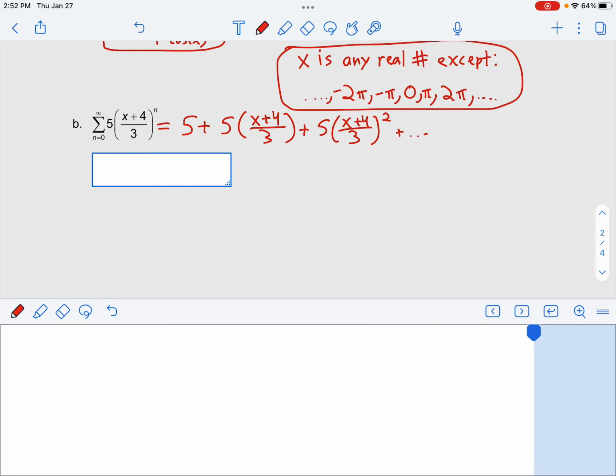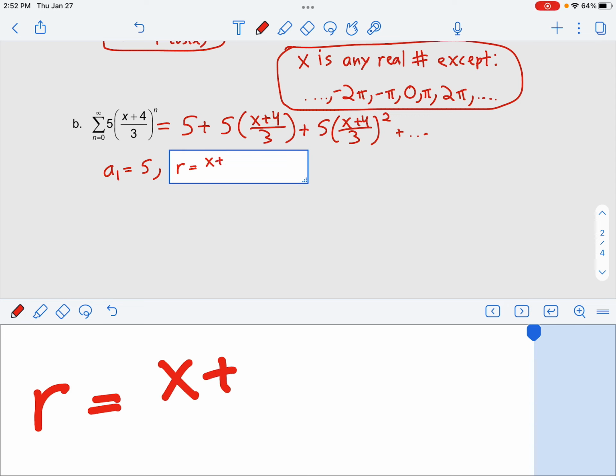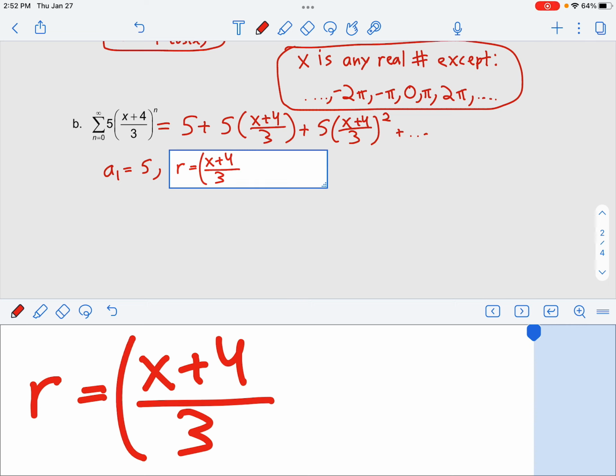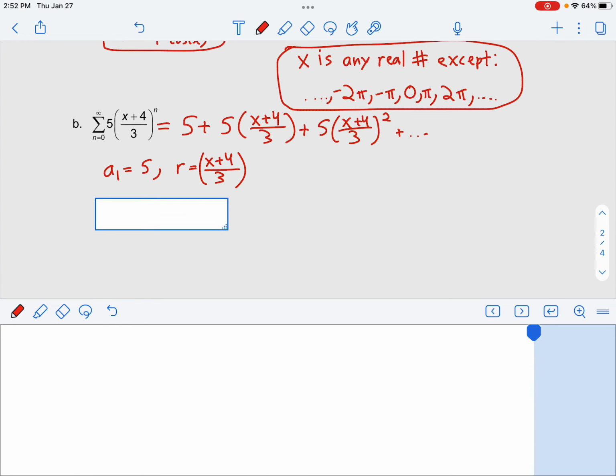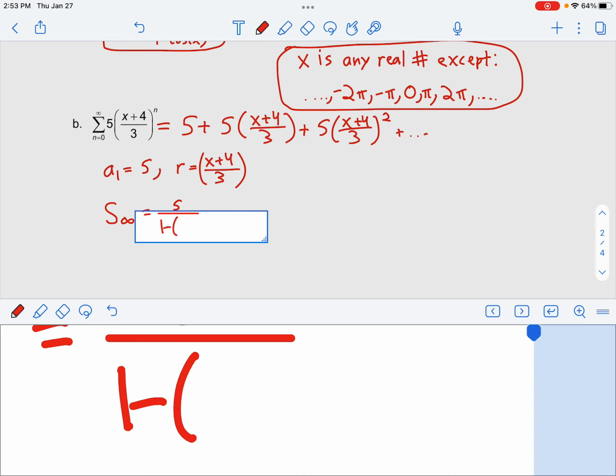So a sub 1 is going to be 5, and my common ratio here is going to be x plus 4 over 3. That quantity is what is being multiplied every single time. So what is the sum of my series going to be? Let me redo that. So that looks better. This is going to be a sub 1 over 1 minus this quantity, x plus 4 over 3.